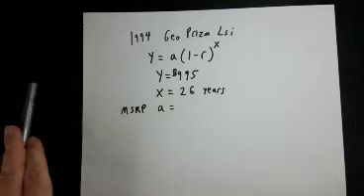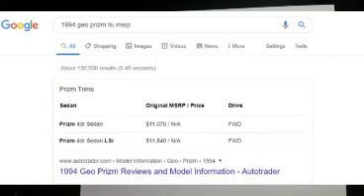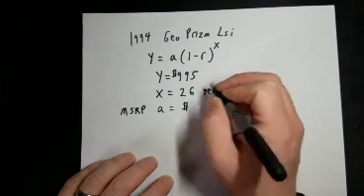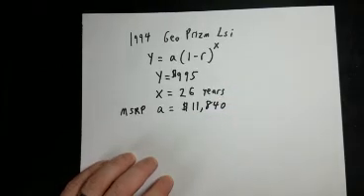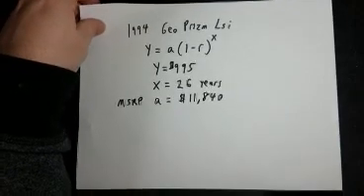Now, as I am literally writing this, I am just going to do a quick Google search, and I am going to screenshot this for you. 1994 Geo Prism LSI MSRP. Boom. I have something pop up from autotrader.com. And again, I'll screenshot that for you, my Google search. The MSRP of this particular car was $11,840. These three pieces of information will allow me to find the rate of decay of my car.